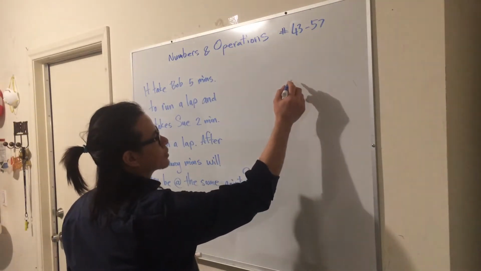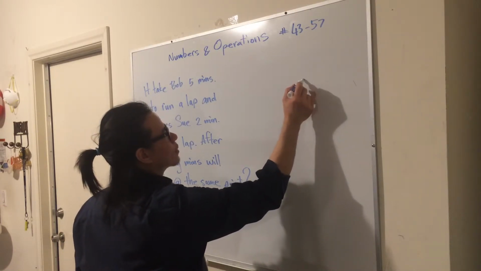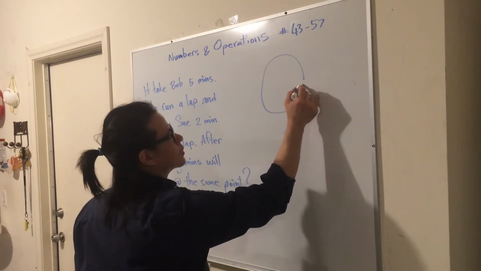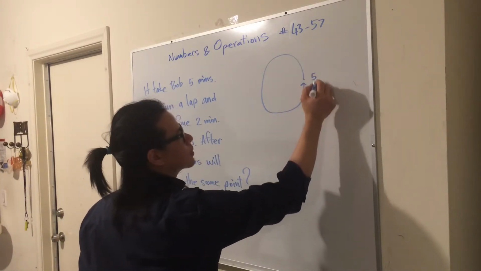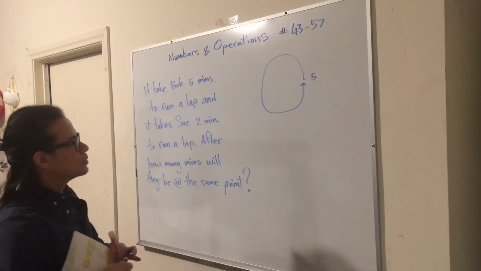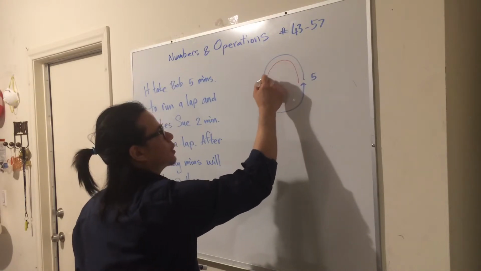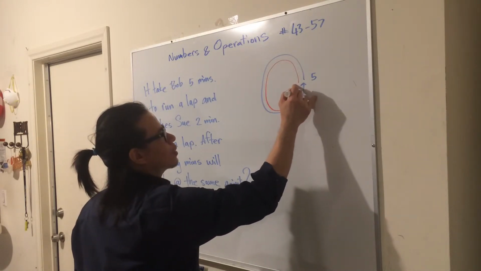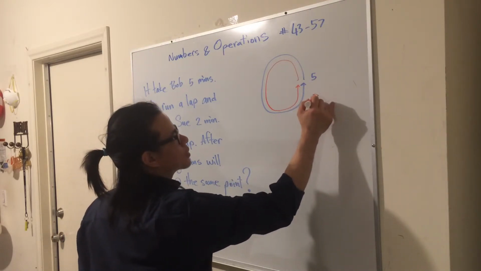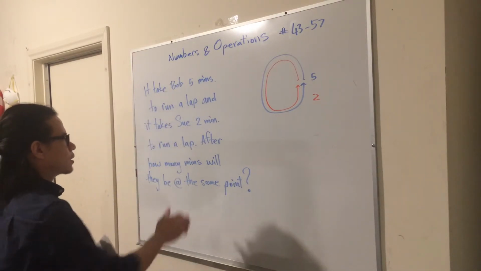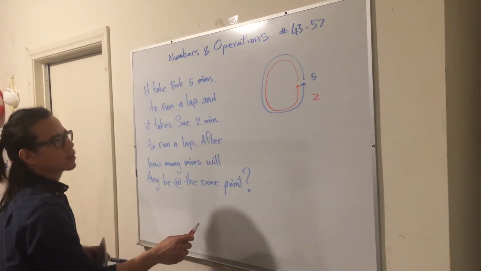If it's a circular track, Bob goes around the track once. It takes him 5 minutes. Okay. Now if Sue goes around the track, okay, she gets to this point here. It takes her 2 minutes. Okay. The question says, after how many minutes would they be at the same point?